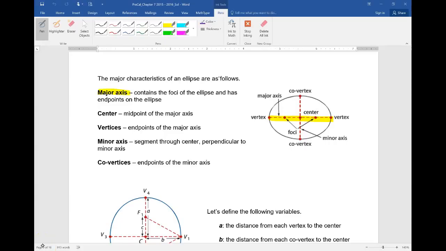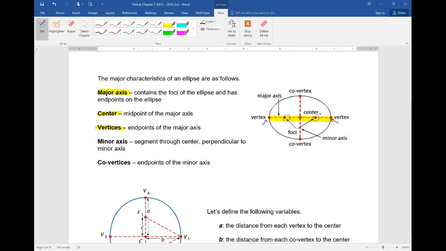So on this major street, we've got the center right here. That's literally in the center of the ellipse, okay? We also have what we call the vertices. The vertices are the endpoints of the major axis. And the foci are also on the major axis. So on that major axis, you hit the vertices, the foci, and the center, okay?